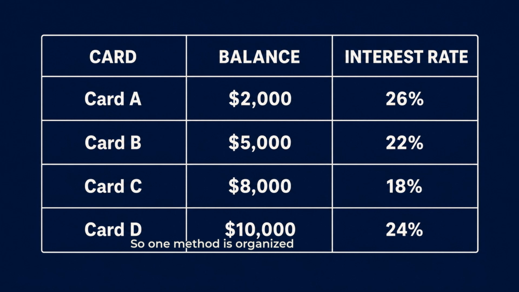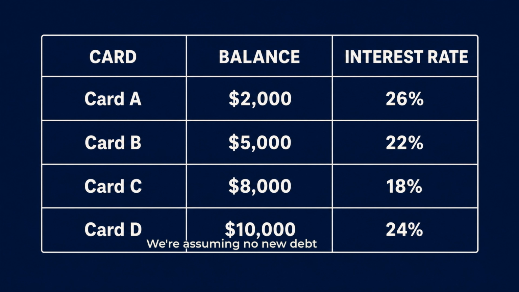So one method is organized by balance size. The other is organized by cost. Simple enough. But how big is the difference actually? Let's run the numbers. Before we compare them, one important note. These are simplified examples for education, not personal financial advice.